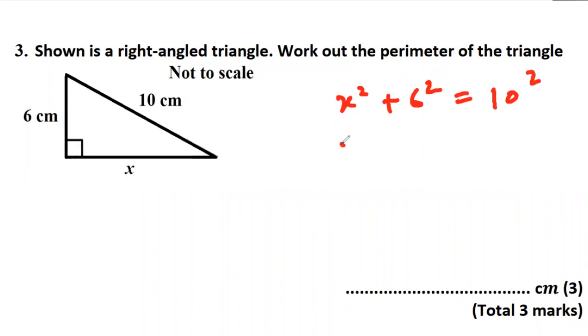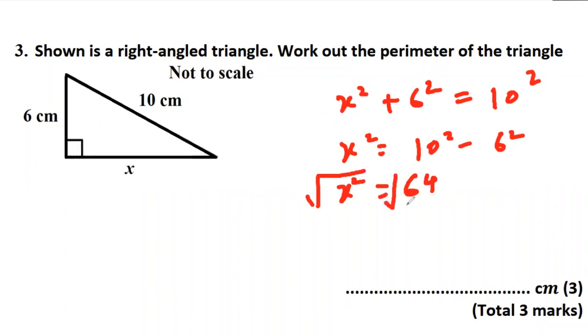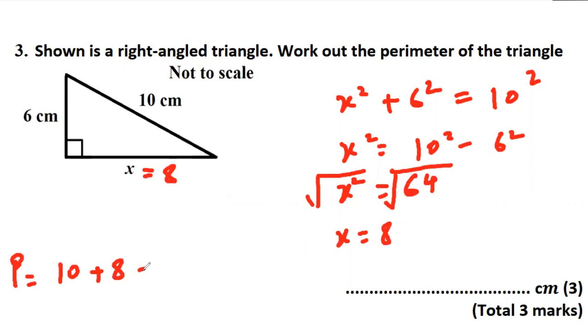So if you take away 6 squared from both sides, x squared will be equal to basically 10 squared minus 6 squared. And we know that 10 squared is 100, and 100 take away 36 gives me 64. So square rooting both sides will give me x equals 8. So if x equals 8, what will be the perimeter equal to? Perimeter will be equal to 10 plus 8 plus 6, which means 10 plus 8 is 18, 18 plus 6 is 24. So my final answer is 24 centimeters.